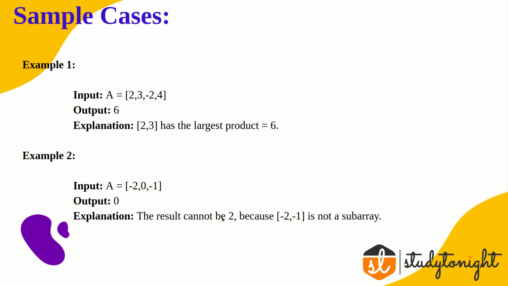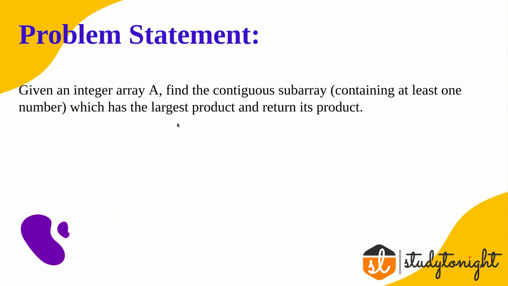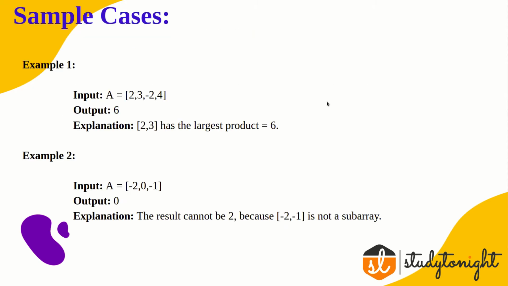The result cannot be 2 because minus 2 and minus 1 is not a subarray. This is the most important concept here. You have been asked to find the contiguous subarray containing at least one number, so you cannot take minus 2 and minus 1. It is not in a contiguous manner. Otherwise it would have been 2 because these two numbers are getting multiplied. Again, if we were talking about a subset, then the simplest way is just 2 into 3 into 4, which would have been 24. So this is the overall problem statement.